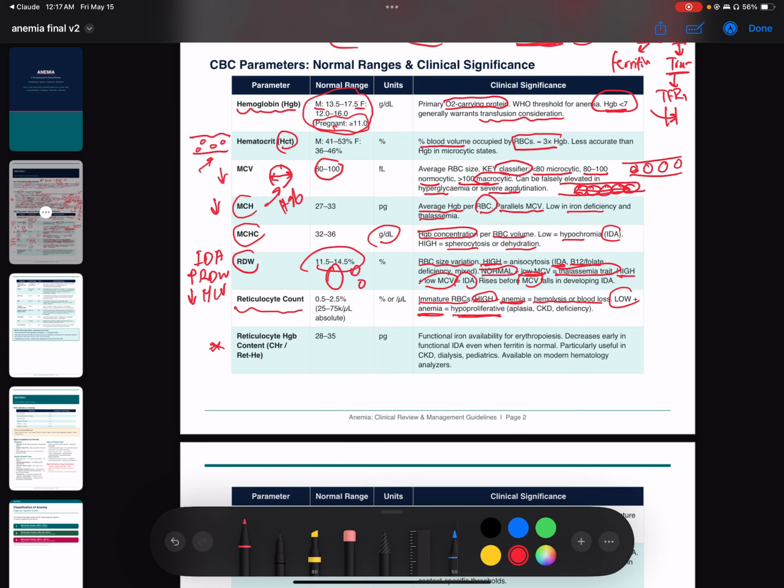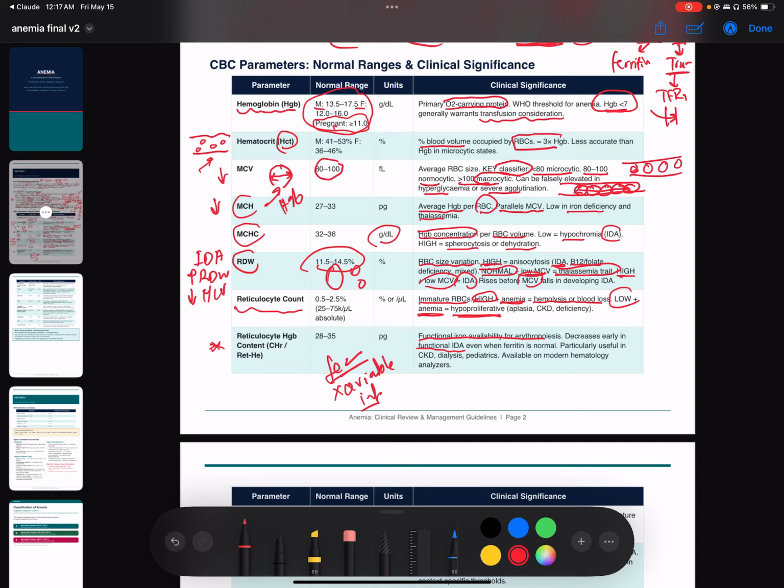Another thing, this lab doesn't exist in all institutions, but it's the reticulocyte hemoglobin content. We'll talk about this later, but this is important for the functional iron availability for erythropoiesis. Sometimes you have good iron, but this iron is not available. Why? Because you have inflammation. The inflammation decreases the transferrin and decreases iron absorption. So sometimes you have iron, but you cannot use it. And we see this in functional IDA, an example for that would be anemia of chronic disease.